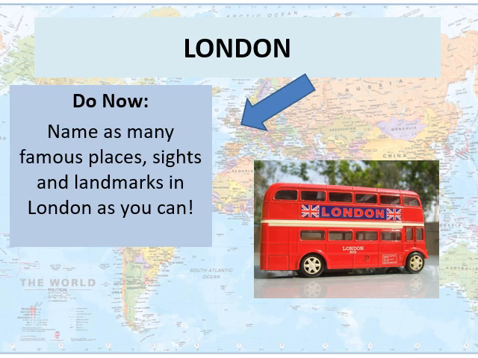Without further ado, I'd like you to do the Do Now. Name as many famous places, sites and landmarks in London as you can. You don't have to have seen them, just that you know about them. I'll give you 4 minutes to do that.